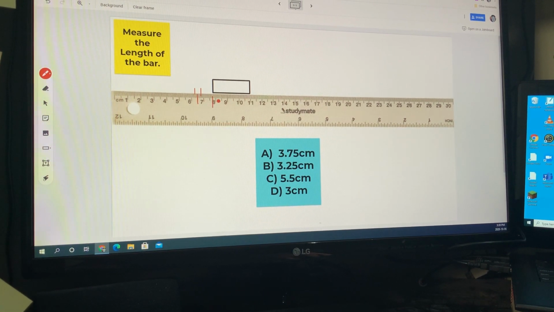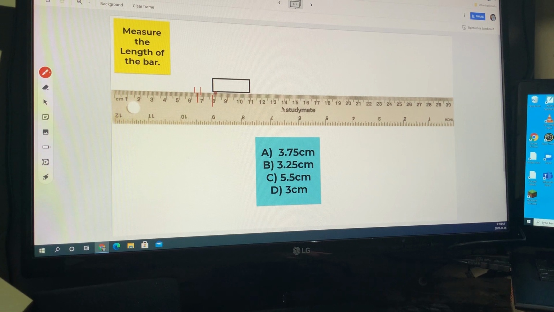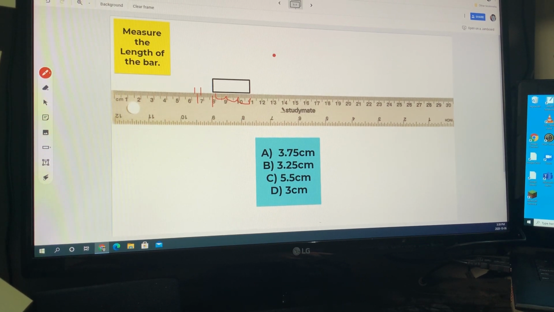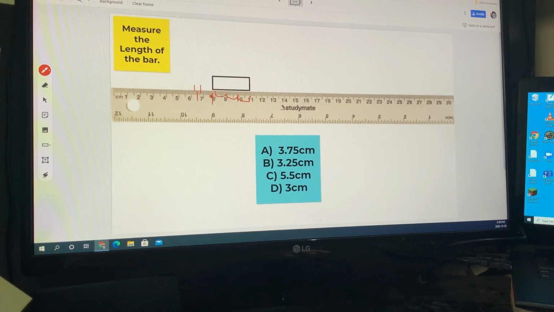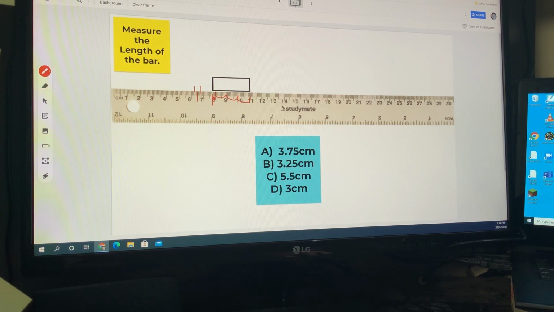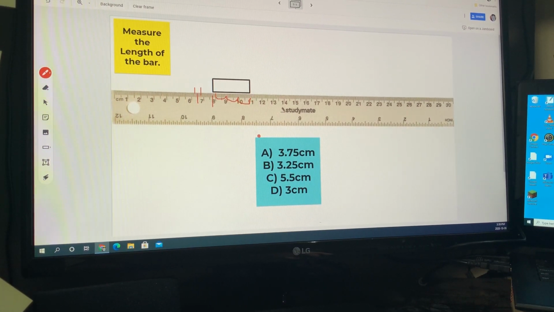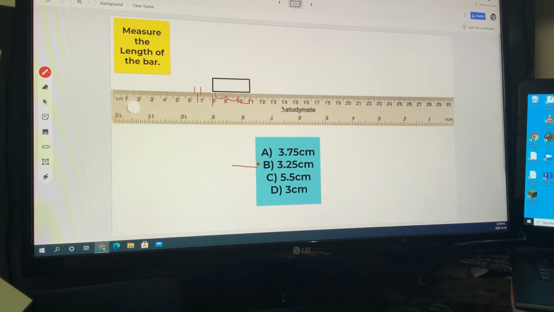So you can start at the 8 and count upwards: 1, 2, 3. 3 plus a quarter is 3.25. Or you could count starting at the quarter: a quarter plus 1, that's 1 1/4, 2 1/4, 3 1/4. At any rate, B is the correct answer.